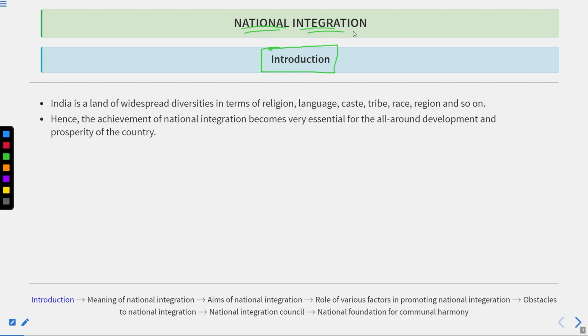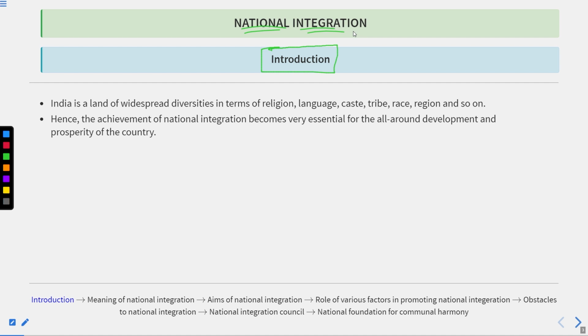Introduction of the term national integration. Now, most of you will say that so far, whatever we had discussed before starting this lecture, in the first slide, where we had seen the bifurcation between these words, national separated from integration, that was the introduction. So why are we taking the introduction again?